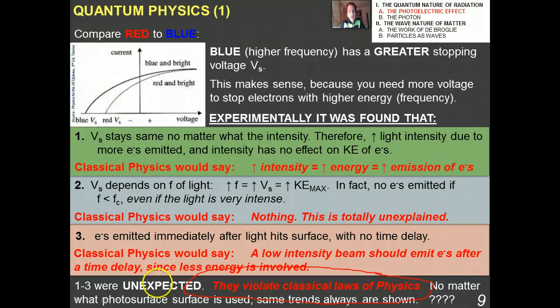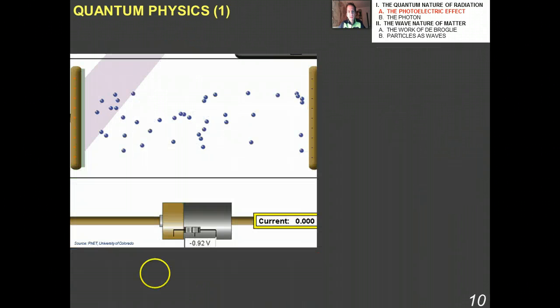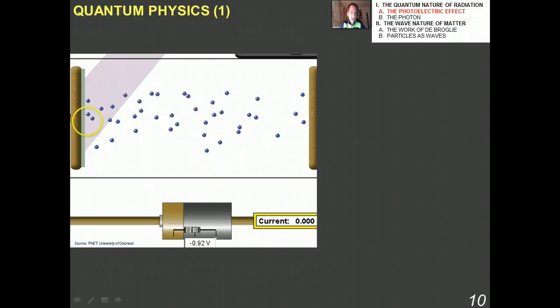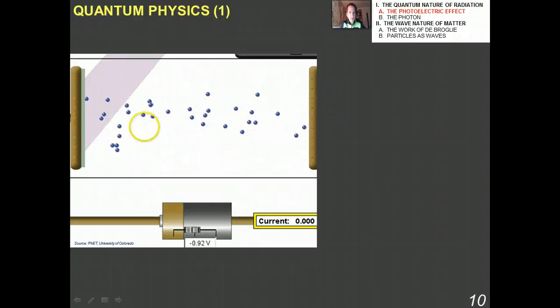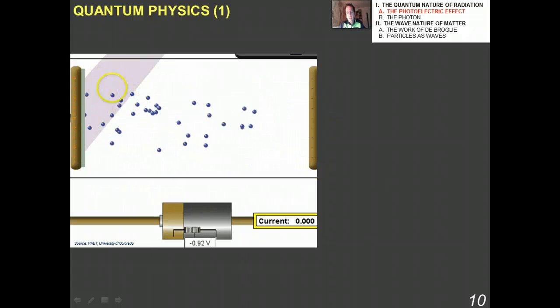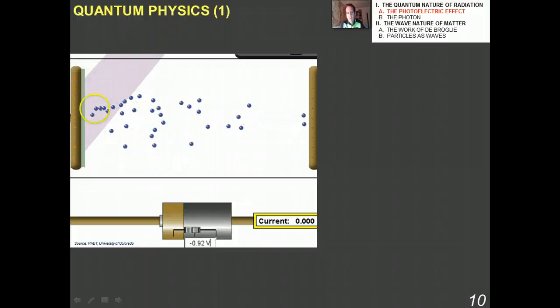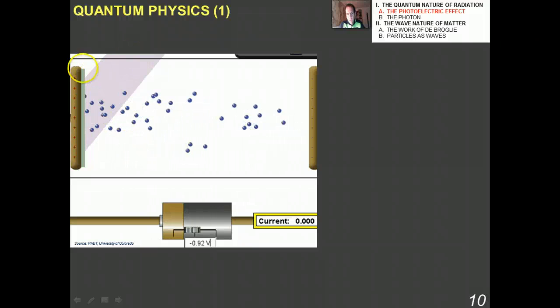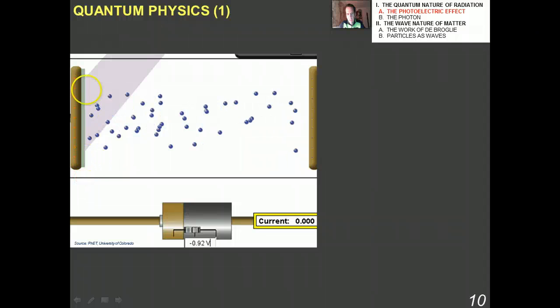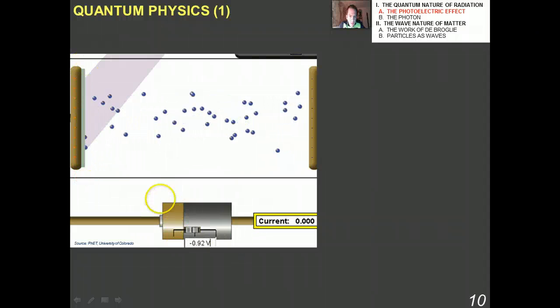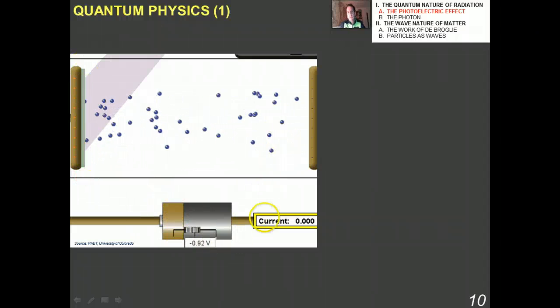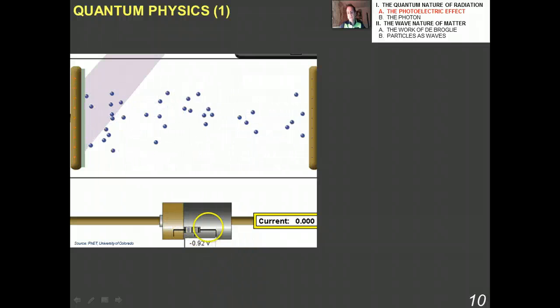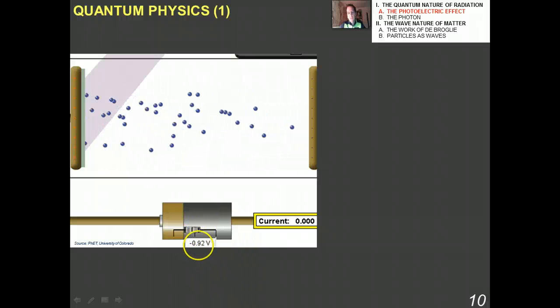No matter what kind of photosurface you use, the same trends are always shown. Very bizarre. So again, let's analyze it a little bit further. I have it set up right here where I have violet light being shined on a photosurface, and I've adjusted the battery such that it appears as though I have achieved my stopping voltage, which in this case is 0.92 volts.